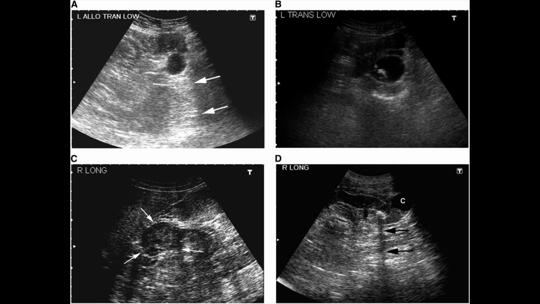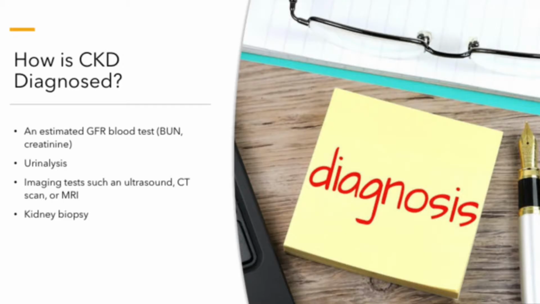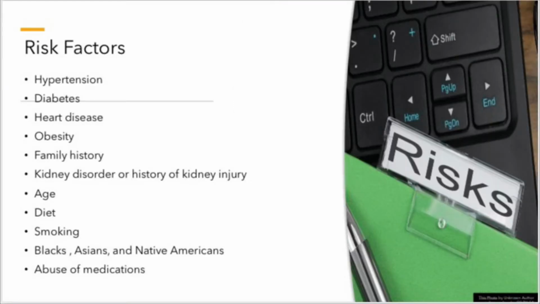Imaging tests such as an ultrasound or a CT scan or MRI can show the level of damage of the kidneys, so you can see that on some of these imagery tests, and also a kidney biopsy can reveal a lot about how your kidney is functioning as well. This is where we are starting to see why some people develop CKD. The risk factors.